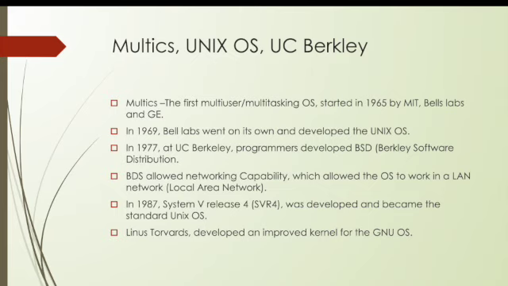And then in 1977, UC Berkeley programmers developed what's called BSD, or Berkeley Software Distribution. BSD allowed networking capability. So this basically allowed the operating system to work in a local area network, or LAN. And then in 1987, a new system was developed, called System V Release 4, and it became the standard Unix operating system.